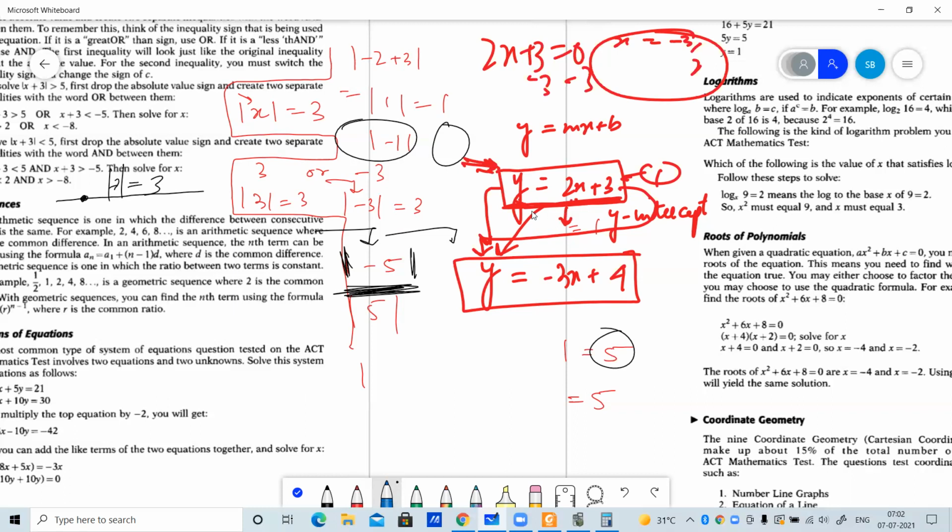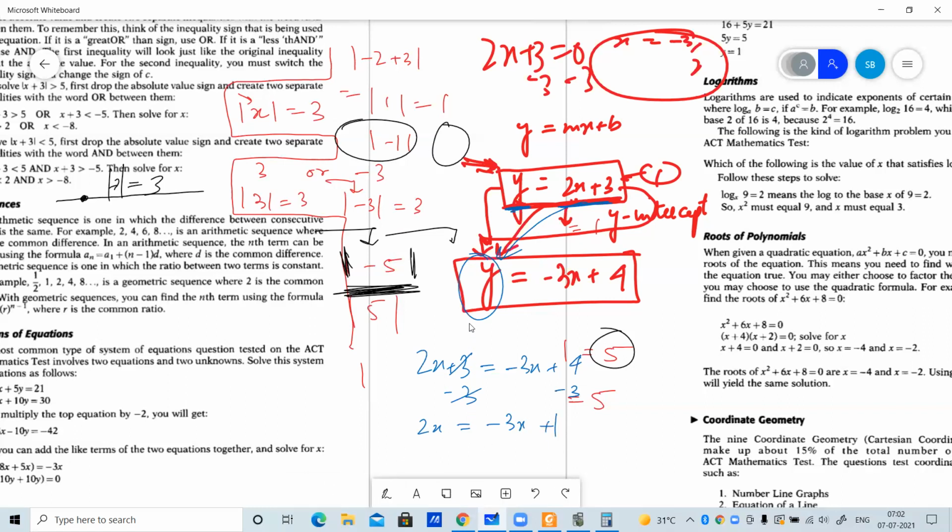So plugging in the value of y as 2x plus 3 in the second equation, instead of y, I'll write 2x plus 3 equals negative 3x plus 4, and then I can solve it. I will keep all the variables on the left side and all the numbers on the right side. I will first subtract 3 from both sides. I will get 2x equals negative 3x plus 1.